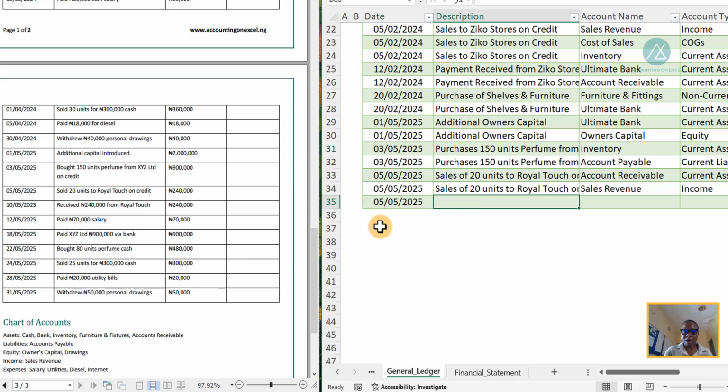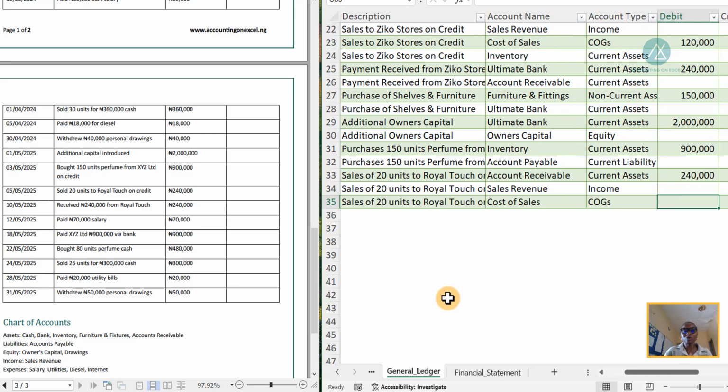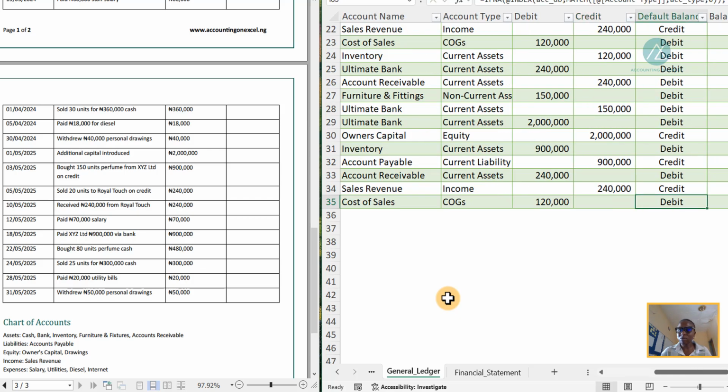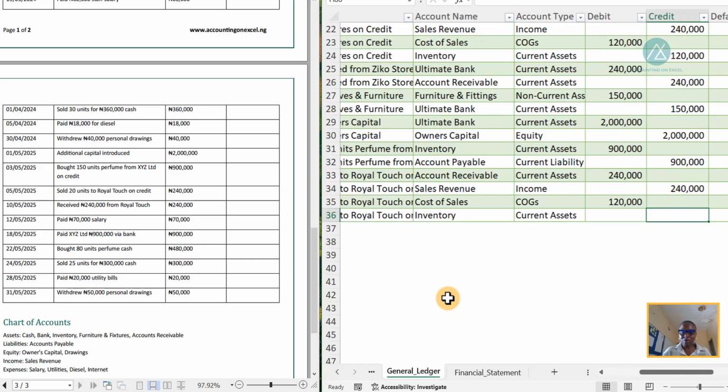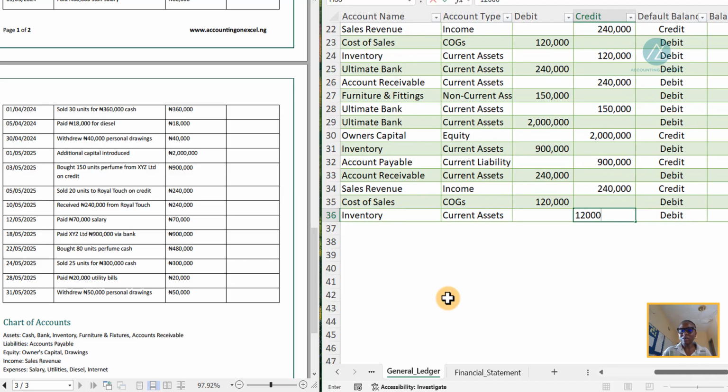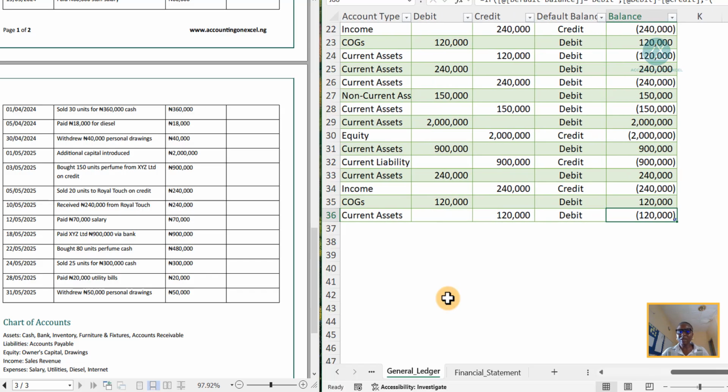So we'll copy down the same. Let's start with cost of sales, which is debits. We made sales, so the cost of sales for 20 units at 6,000 is 120,000. So we'll put 120,000, and our inventory will also reduce by that 120,000. So inventory is going to be credit 120,000. Right, I believe that's it.